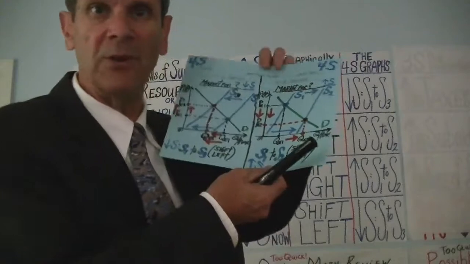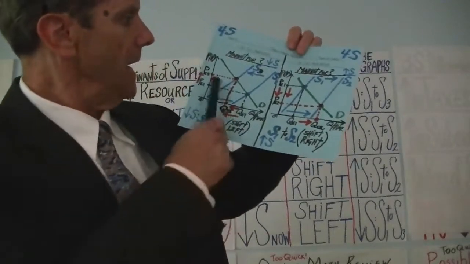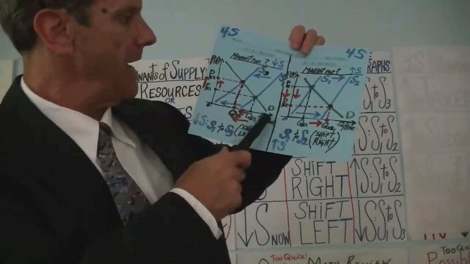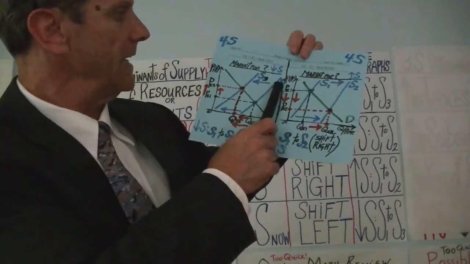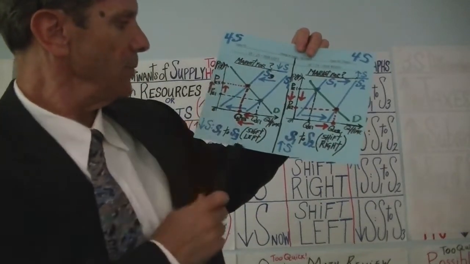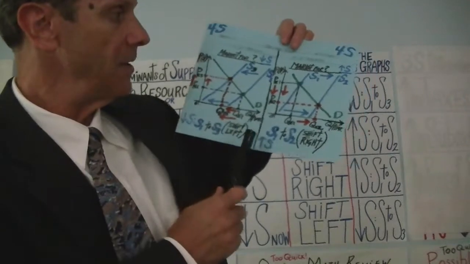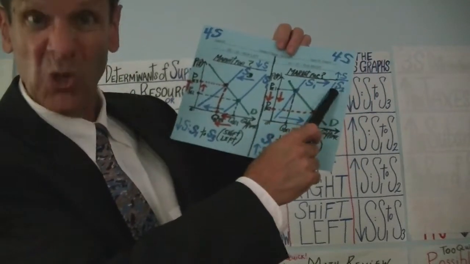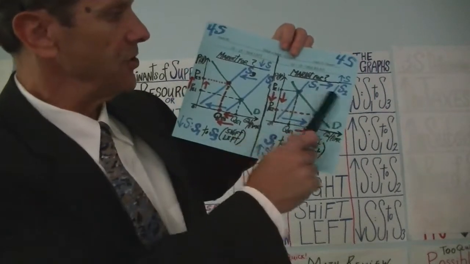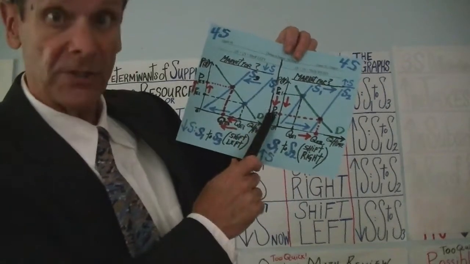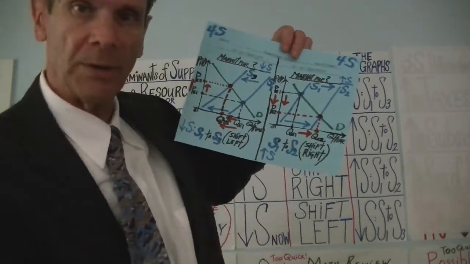Just use a regular pen or paper and pencil. But I just wanted to try to show demand in green, supply in blue. Again, S1 to S3, equilibrium price goes up, equilibrium quantity goes down. S1 to S2, when we have an increase, that's a shift right. The equilibrium price goes down then, and the equilibrium quantity goes up.